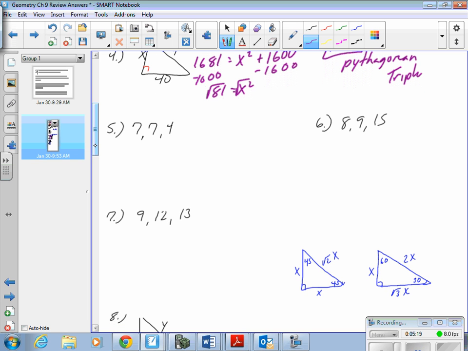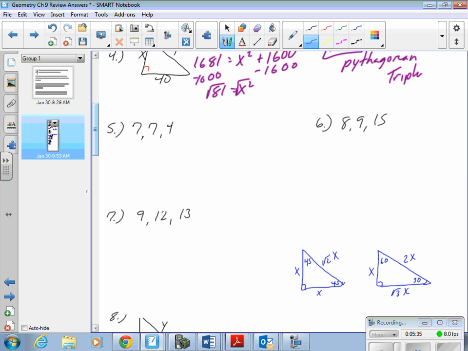Alright, so then 5, 6, and 7. First thing it asks is to determine whether or not those lengths would create a triangle. And then if it does create a triangle, what kind of triangle is it going to be? An acute, obtuse, or right?